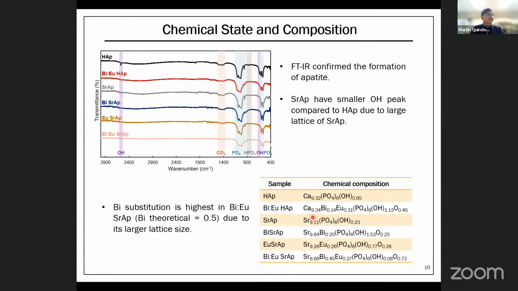Then I checked the efficiency by using ICP-OES analysis to find the following chemical composition. And we can see here that comparing the BiEu HAP with the BiEu strontium apatite, the BiEu strontium apatite has a larger bismuth incorporation. So this means that the substitution efficiency in the strontium apatite lattice is larger than for hydroxyapatite, which is due to its larger lattice size. So it means more bismuth is being incorporated. So this agrees well with my calculation results and also with my hypothesis.